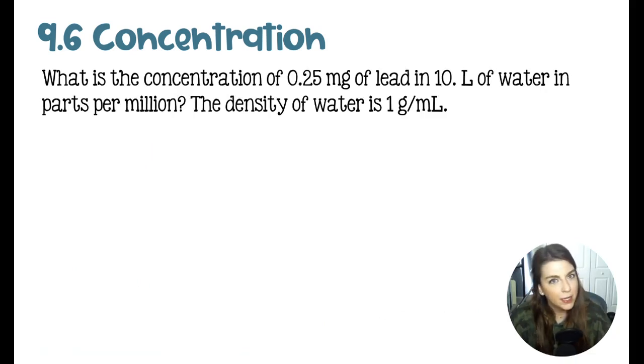Next up is a parts per million question. And here we have it. What is the concentration of 0.25 milligram of lead in 10 liters of water in parts per million? Knowing that the density of water is 1 gram per milliliter. I think it's also important to note that you can do parts per billion. It's just at the end of the equation, instead of multiplying by a million, you'd multiply by a billion.